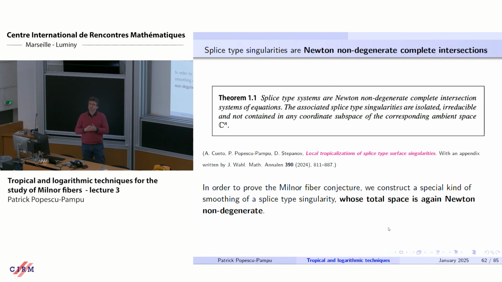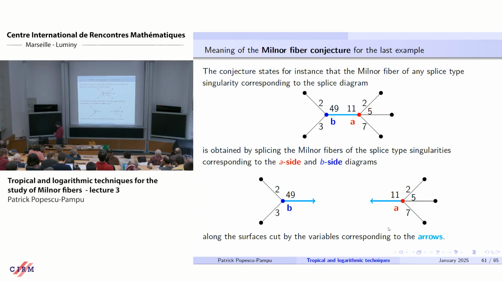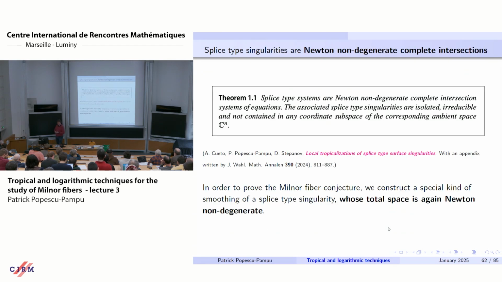So the first, here what I wanted to say is that the precise conjecture tells that the Milnor fiber of this singularity above is obtained by splicing the Milnor fibers of these two singularities here along the surfaces obtained from the corresponding arrow variables. So now let us come to our strategy of proof.